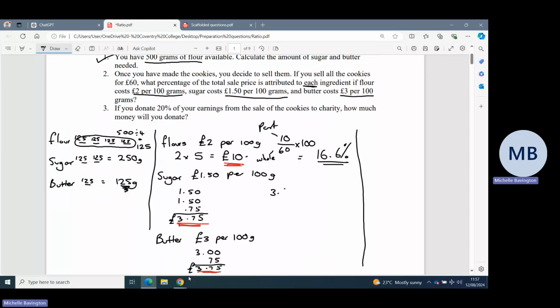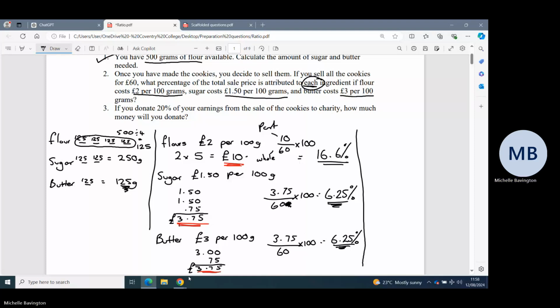This one is 3.75 over the full amount. Oh, too many zeros there. Times by 100, which equals 6.25%. I've just put it in my calculator, okay? And then this one's going to be the same. I'll just write out my working out, because I want to get as many marks as I can, equals 6.25%. So that's the percentage for each one. So that's that done.